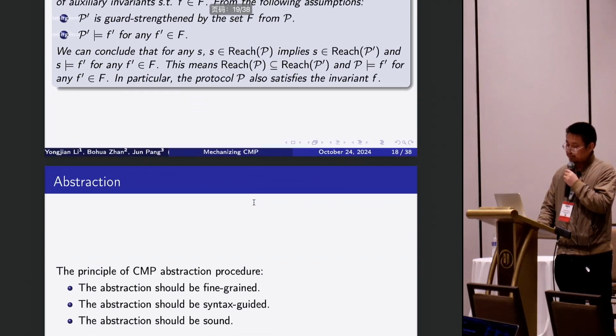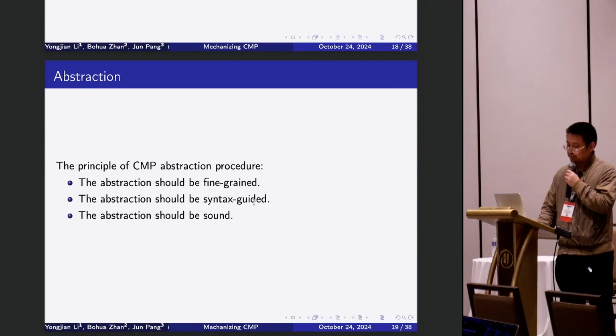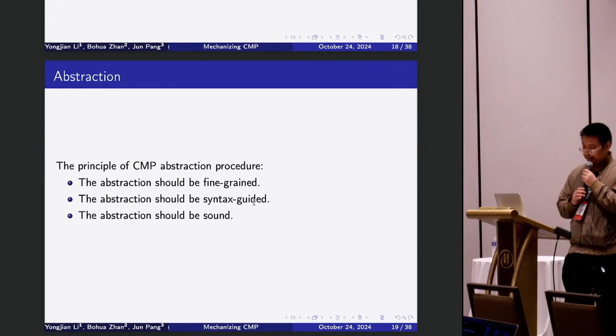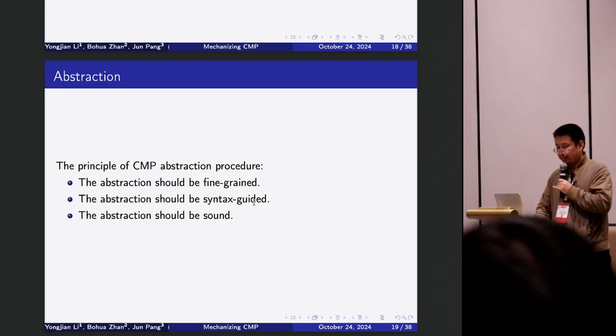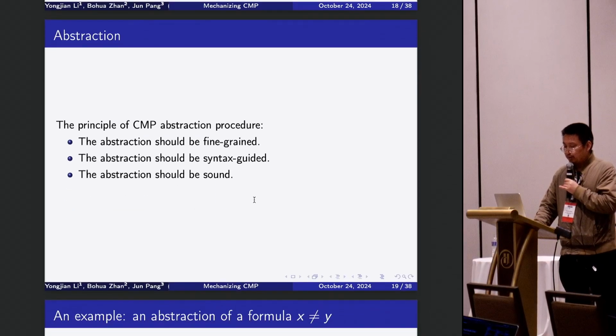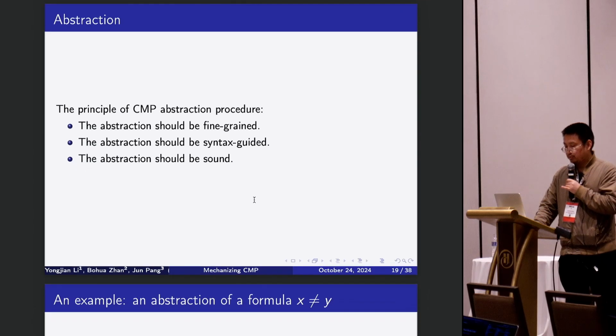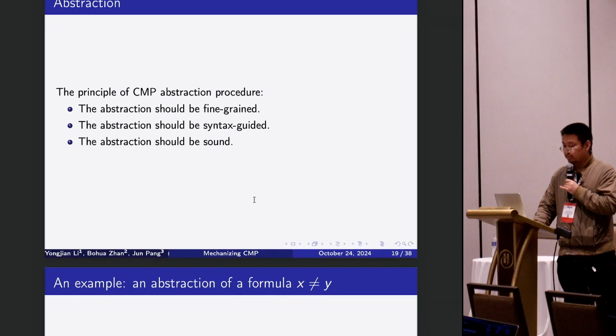After defining strengthening, we can define the abstraction. The CMP abstraction is rather complex. We list three principles. The abstraction should be fine-grained. The abstraction should be syntax guided. And the abstraction should be sound.